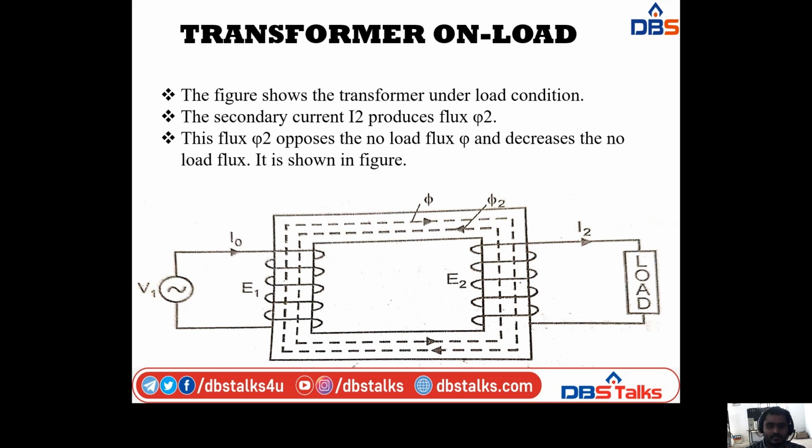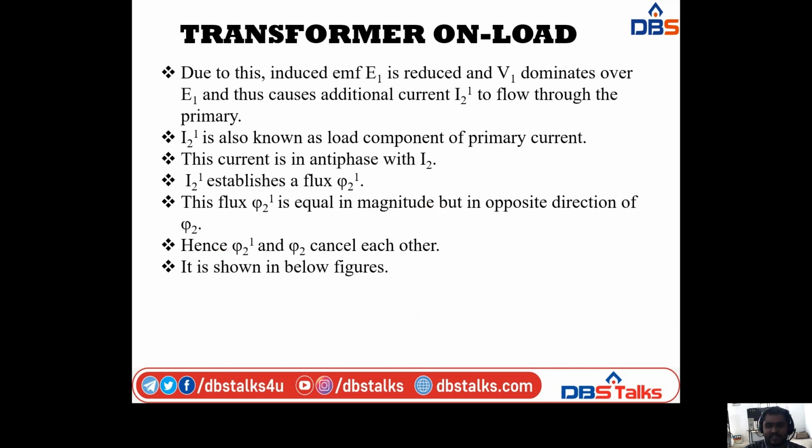Next, due to this, the induced EMF E1 is reduced, because the flux phi is reduced. So V1 dominates over E1, where V1 is the supply voltage and E1 is the induced EMF in the primary winding. Thus V1 dominates E1 and causes an additional current I2 dash to flow through the primary.